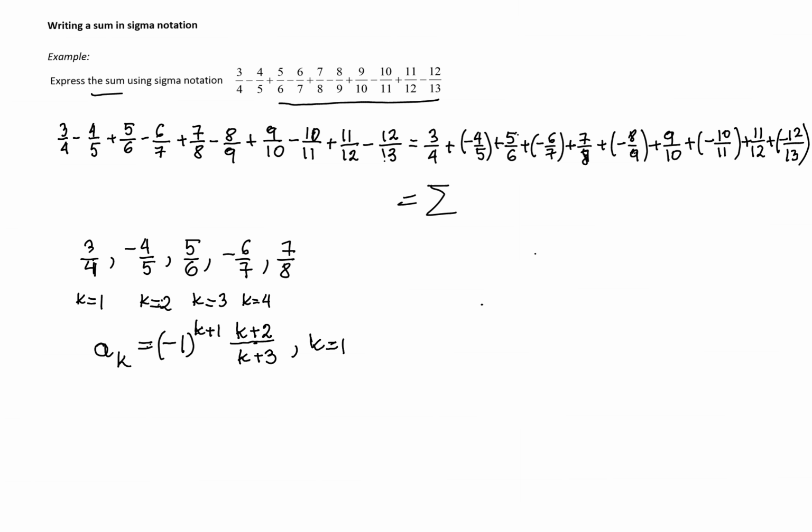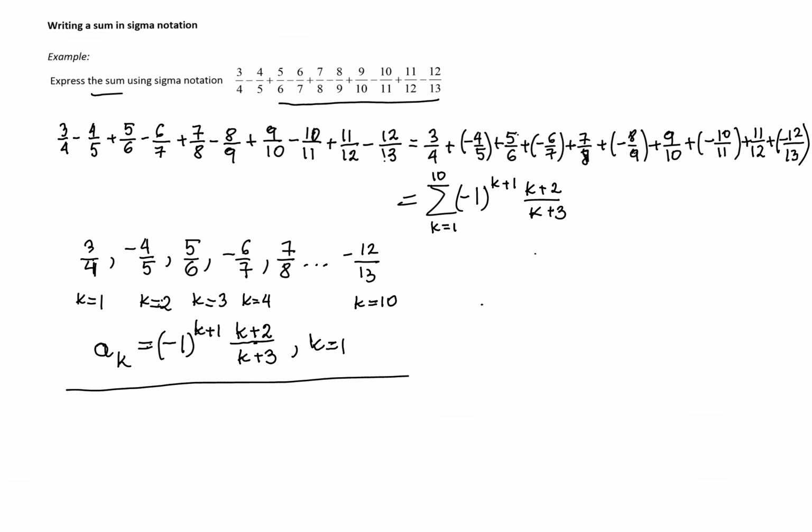The last term in our sequence is negative 12/13. So to get negative 12/13, we'll have to go with k equals 10. And therefore, at this point, we are ready to write our sum in sigma notation. That's going to be the sum from k equal 1, because that was our choice, to 10. And here we'll write the general term of that sequence, negative 1 to the power k plus 1, and then k plus 2 over k plus 3.